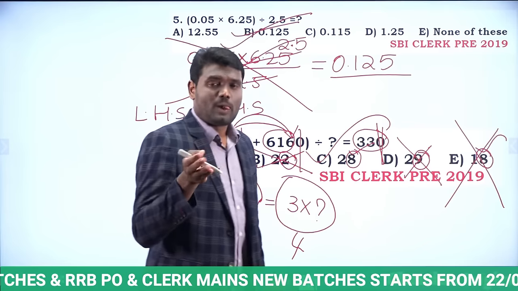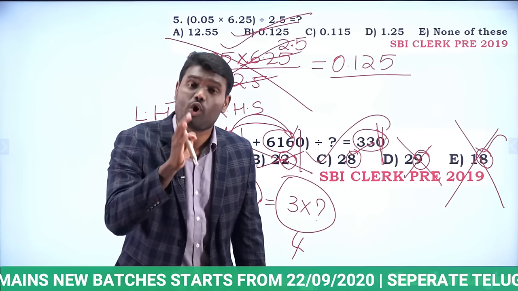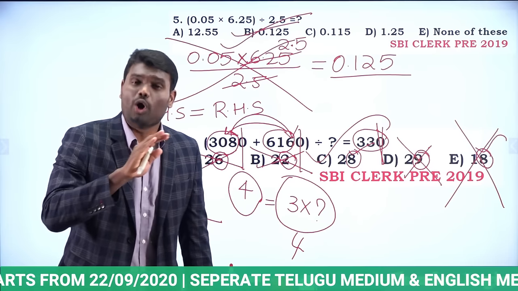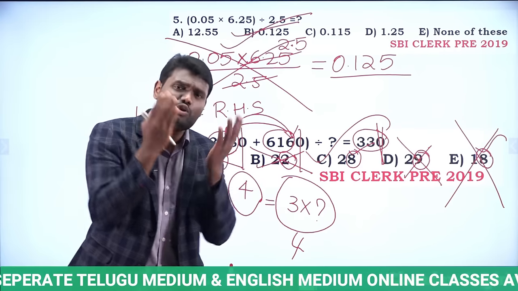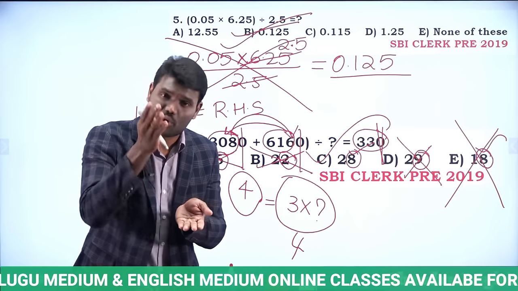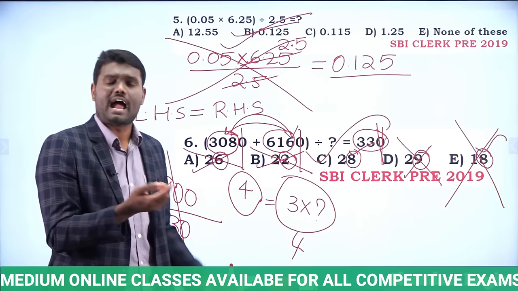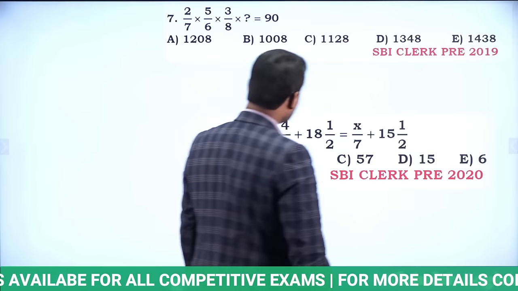So that is the reason, even if you don't know the calculations, if you're smart in using your common sense, you can mark the answer. Always, you do not need to do the calculation. When you're getting the same last digit, try to use your common sense. You have common sense, right? So when you use your common sense, you can eliminate one of the options and finally you'll come to the conclusion, right? Let's look at the next one.